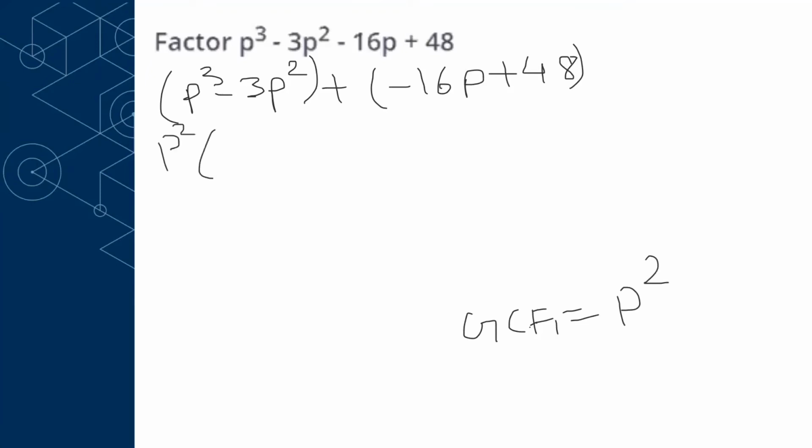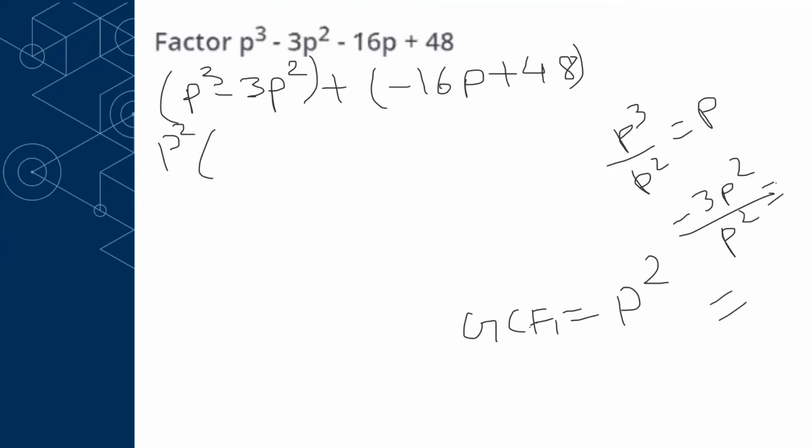Once you figure out the GCF, you divide each of the terms using the GCF. Your first term was p to the third. You divide that by p squared: you have 3 p's at the top and 2 p's at the bottom, so you are left with 1 p. For the second part, you have -3p squared divided by p squared. -3 divided by 1 is -3, and p squared divided by p squared cancel out. So -3 is your answer. We got p and then -3.